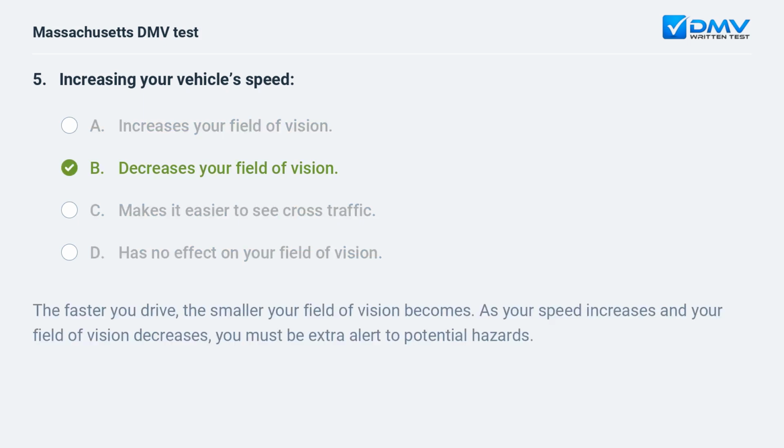B. Decreases your field of vision. The faster you drive, the smaller your field of vision becomes. As your speed increases and your field of vision decreases, you must be extra alert to potential hazards.